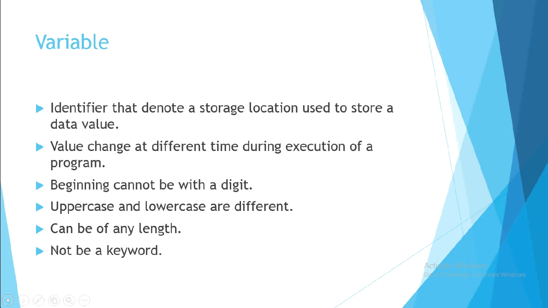Now there are some rules for defining a variable. Right now I said that I will store p equal to 1. So the rule is that it cannot begin with a digit. That means I cannot write 1p. I can write p1. And in the same way, if I write capital P1 and small p1, they both are different.